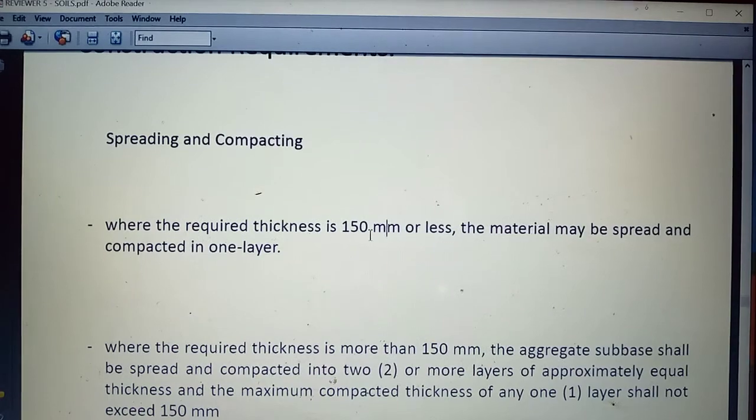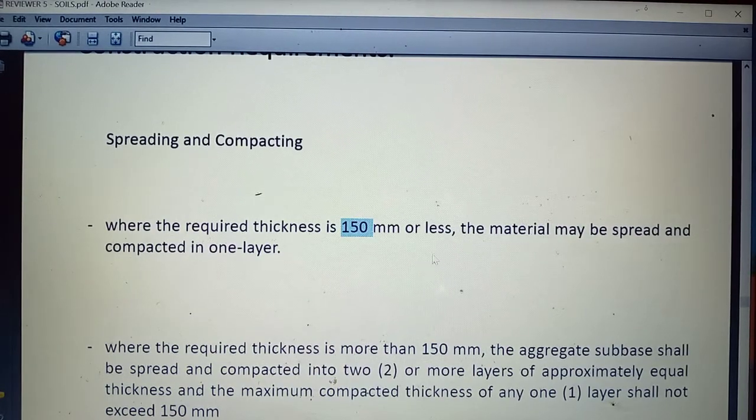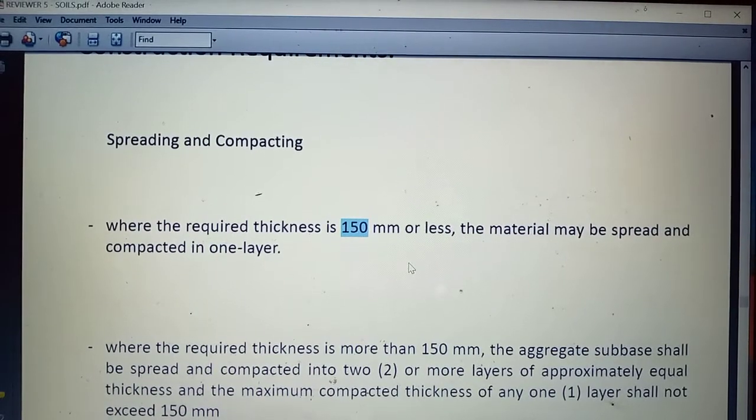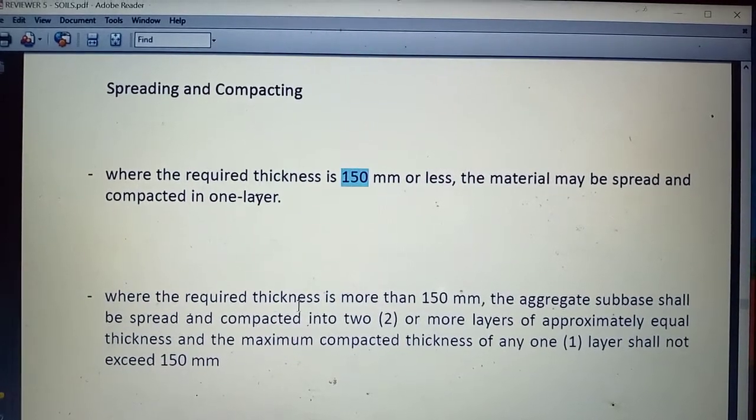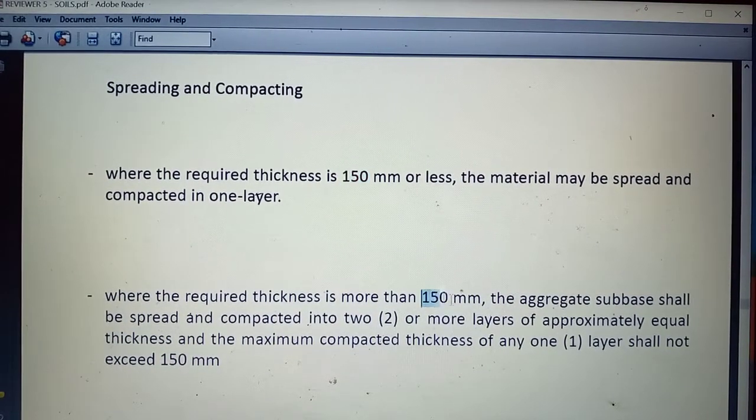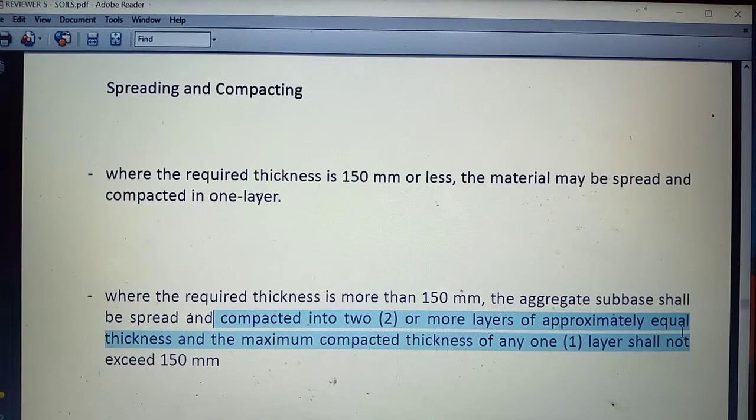So, this is actually, 150 is safe. Okay? So, if the thickness of your base course is 200 mm, do the 150 first, compact it, then follow with the 50 mm. Okay? So, when the required thickness is more than 150 mm, the aggregate subbase shall be spread and compacted in 2 or more layers of approximately equal thickness.